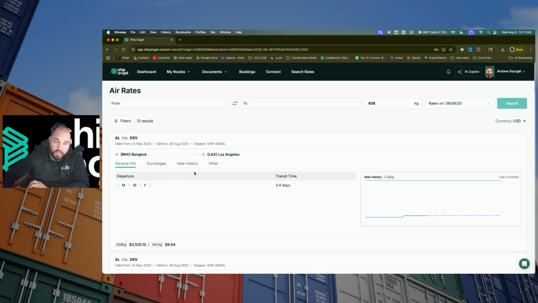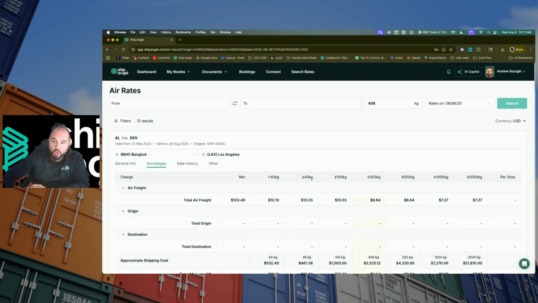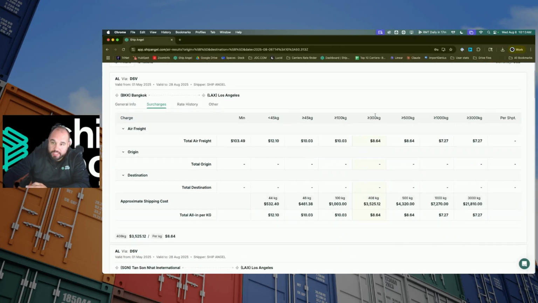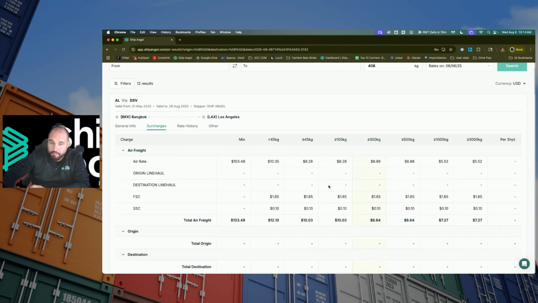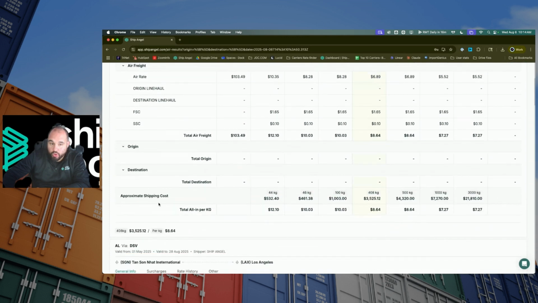And so on Bangkok to Los Angeles, the total, if I were to ship with DSV, is going to be this $3,525.12. We can help you calculate down to a cent level, what is my cost per shipment? Additionally, when I come into the surcharge section, what you'll see here is this greater than 300 kilo section is now highlighted. And so I know all of these costs have been accounted for based on minimum values, based on the cost per kilo, to get me a total cost of $3,525.